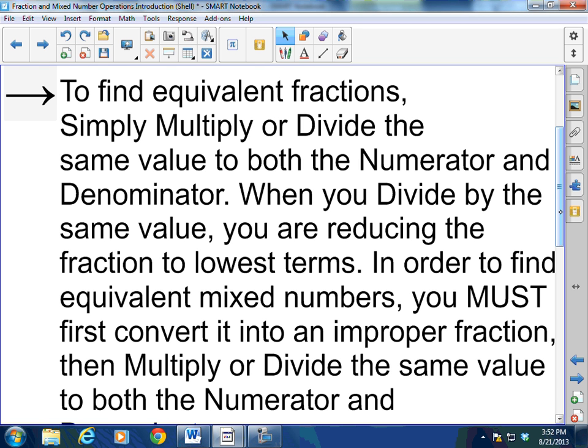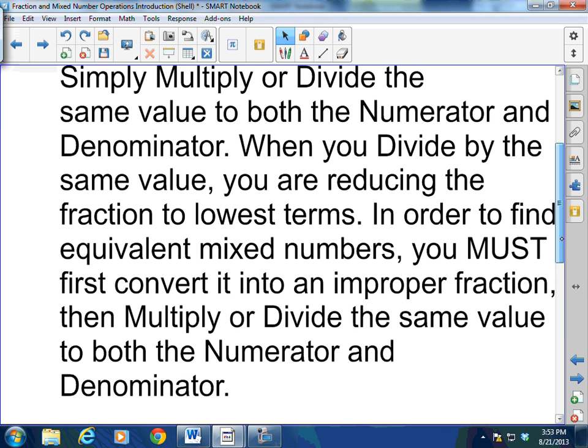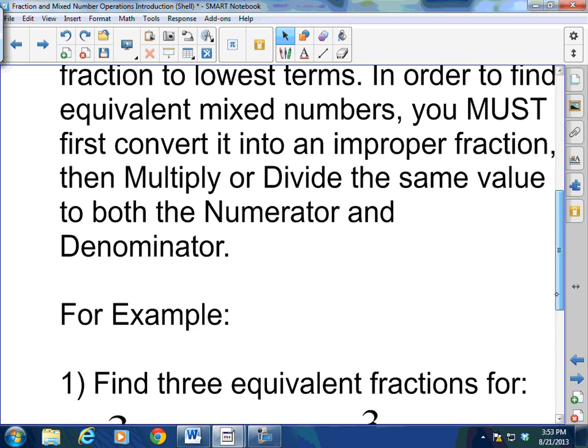In order to find equivalent mixed numbers, you must first convert it into an improper fraction, then multiply or divide the same value to both the numerator and denominator, and then you go ahead and turn it back into a mixed number. Let's do a couple of examples about that.